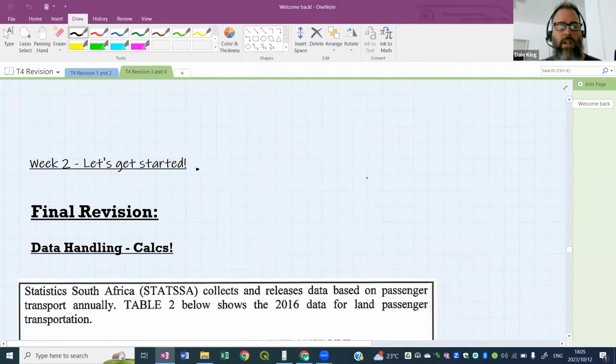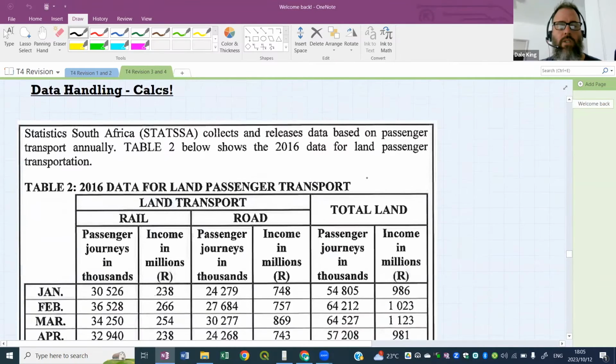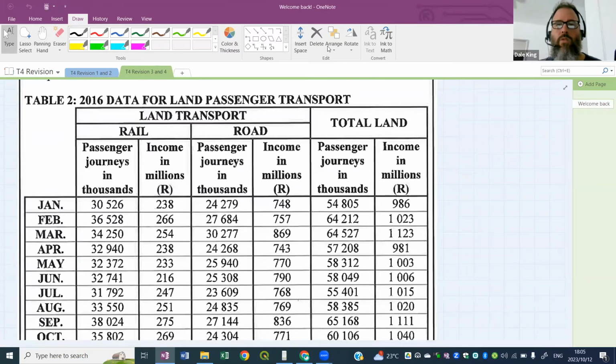Let's get straight into it. We're doing data handling, we do the calculations. All right, so we need some data to work with first.